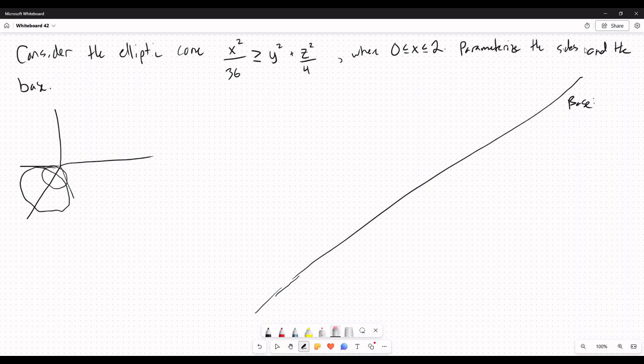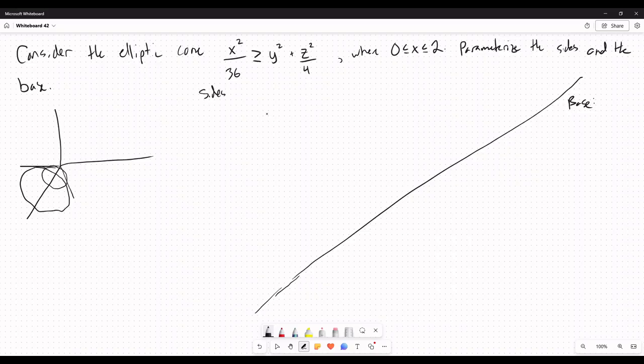In this video, we're going to talk about how to parameterize the boundary of the cone x squared over 36 is greater than or equal to y squared plus z squared, where 0 is less than or equal to x is less than or equal to 2. We're going to parameterize both the sides and the base.